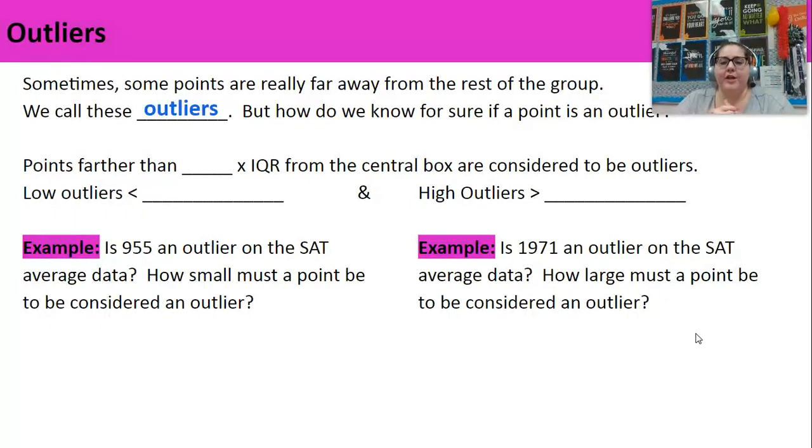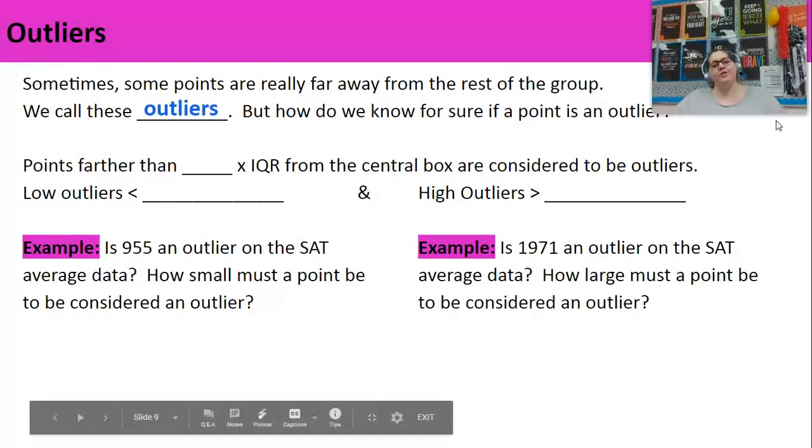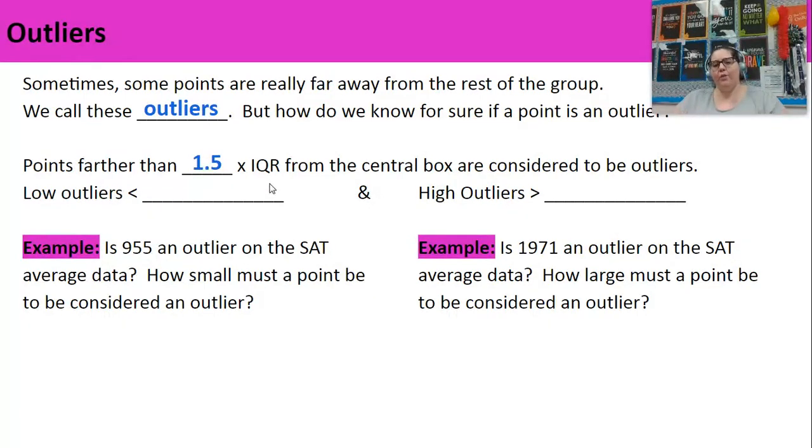But how do we know for sure if a point is an outlier? There is a calculation for it. Statisticians came up with a way to calculate whether we wanted to call something an outlier. So the rule is that points farther than 1.5 times the IQR. Remember, IQR was the interquartile range. We calculated that by doing Q3 minus Q1. So points that are farther than 1.5 times the IQR from our central box are considered to be outliers.